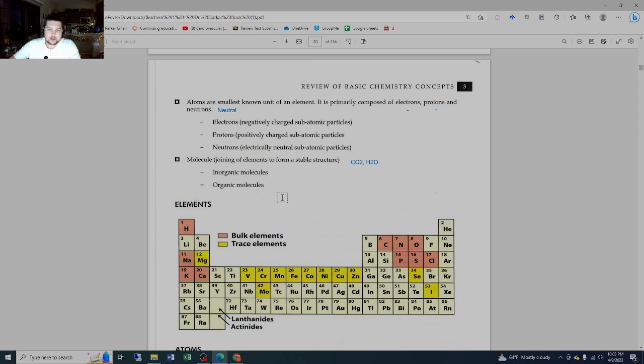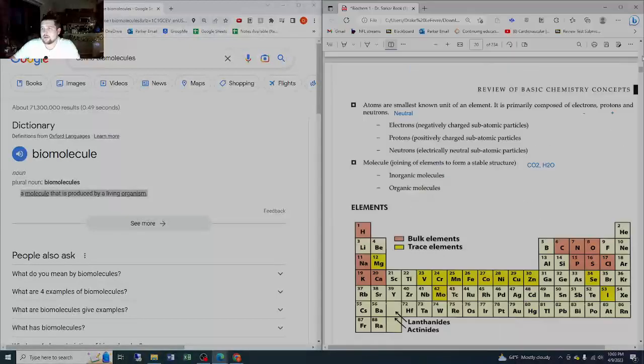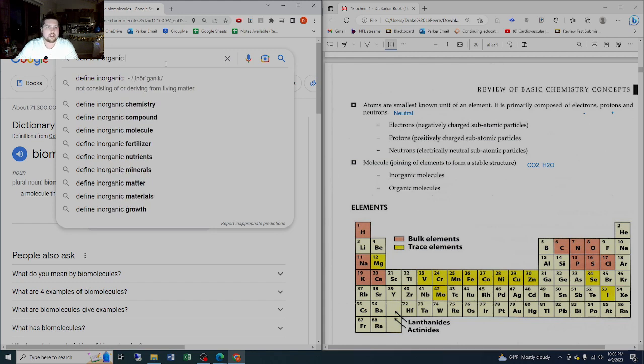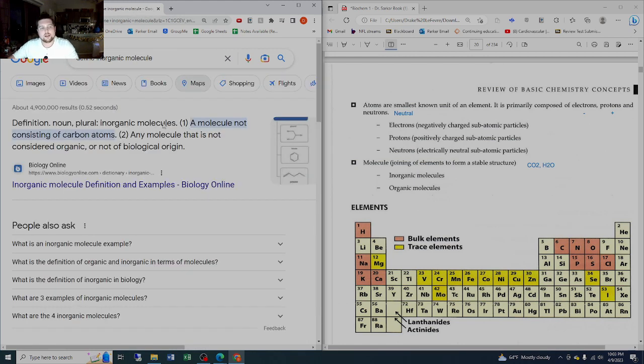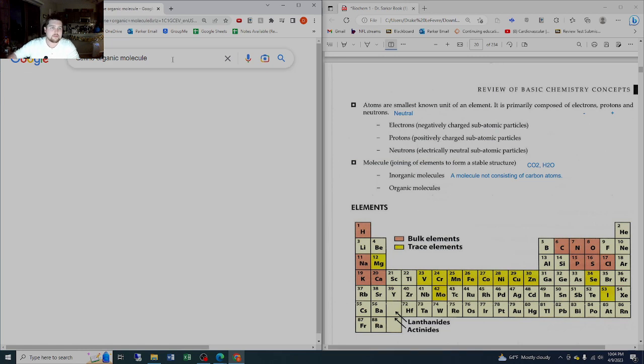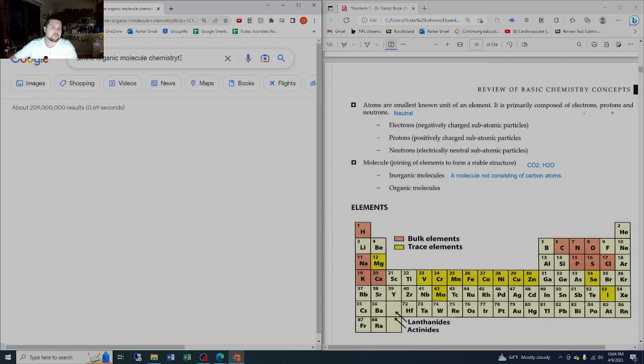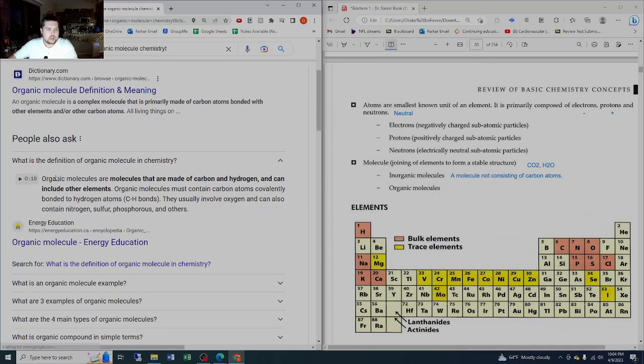So inorganic versus organic molecules. Again, here, I don't know the exact definition of this right now. So define inorganic molecule. You're going to love, love, love Google. So an inorganic molecule is a molecule not consisting of carbon atoms. And then if we look at organic molecule, they are molecules that are made of carbon and hydrogen and can include other elements.